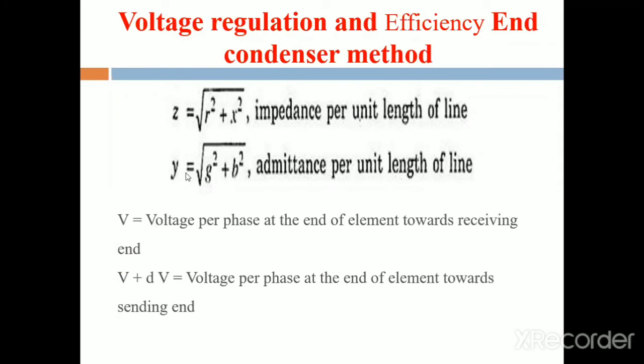Next one is y. y is equal to the square root of g square plus b square. That is called the admittance per unit length of the line.